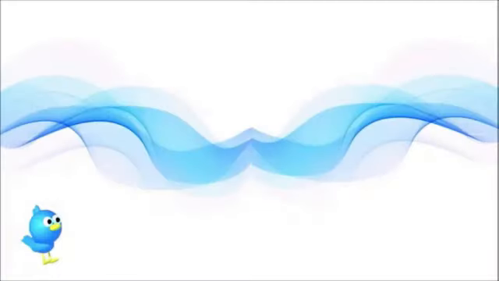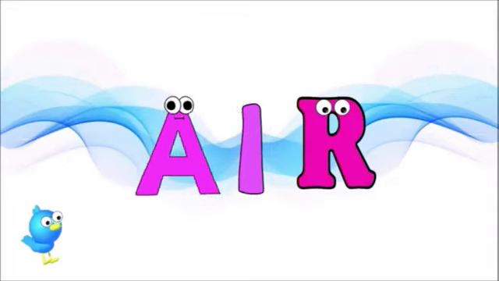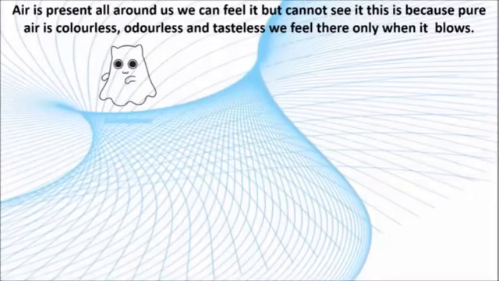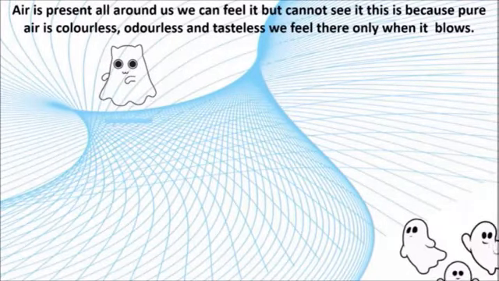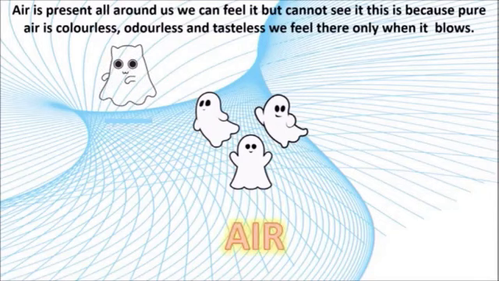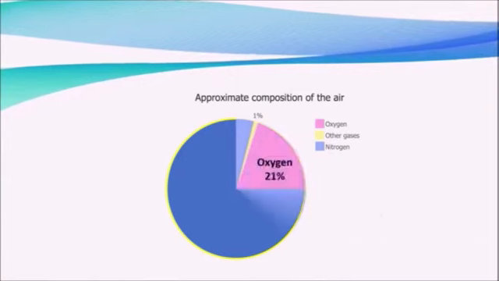What is it that is present all around us? We can feel it, but we cannot see it. It is colorless, odorless, tasteless, and it blows. No, it is not a ghost. It is air. Air is present all around us. So, what is the composition of air? Air is an invisible mixture of gases.